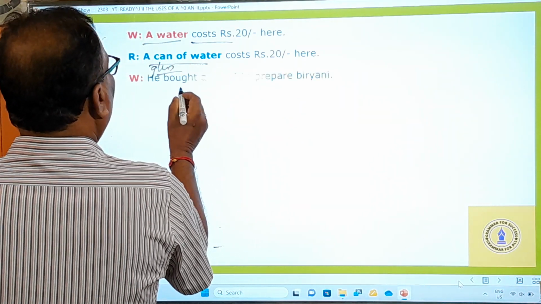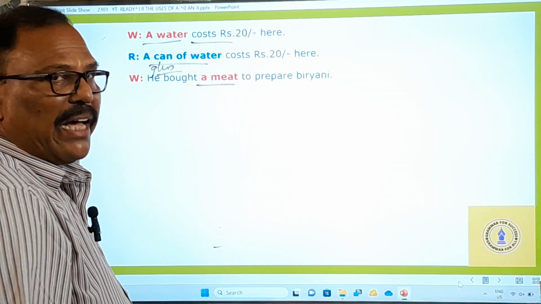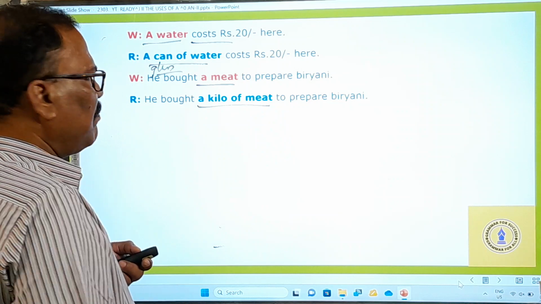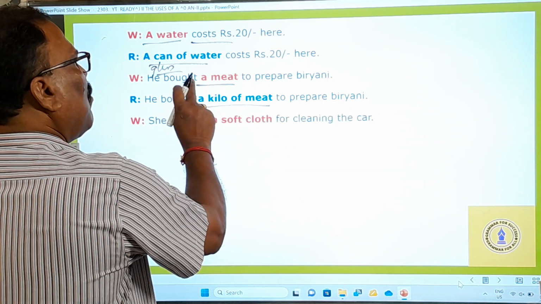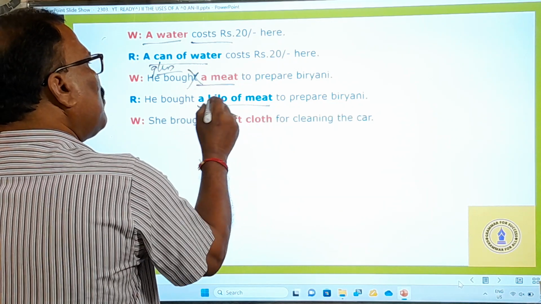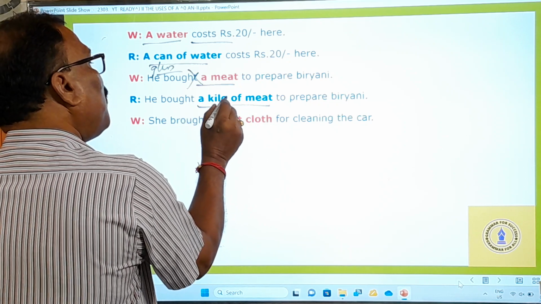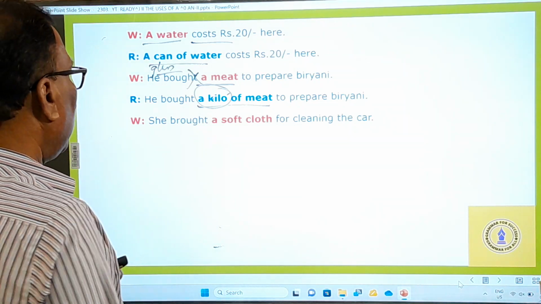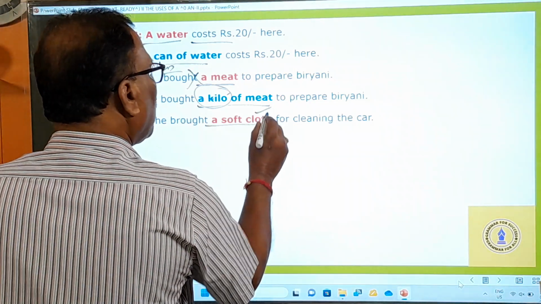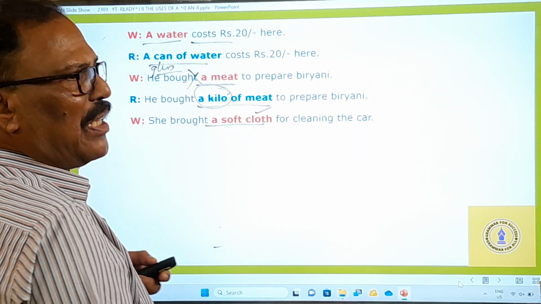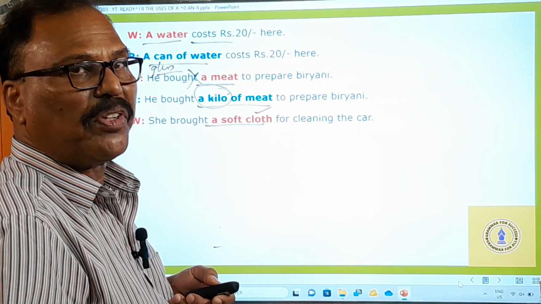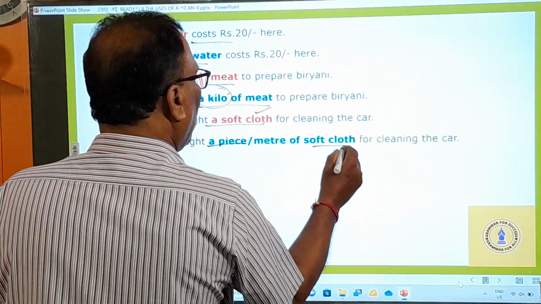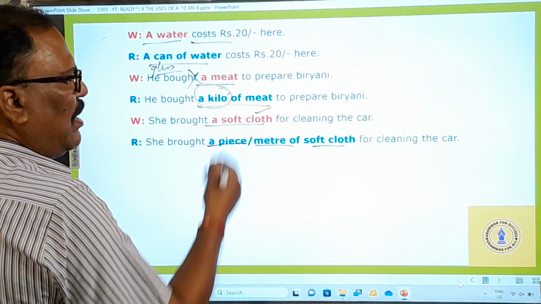Okay, and here you see, he bought a meat to prepare biryani. Now, he bought, what is that? A kilo of meat. Meat is an uncountable noun. No, you should not use this. But you can use a when you can use this, you can say a kilo of meat, like that. And a soft cloth. Cloth is also uncountable. Many people say, get me a soft cloth. A soft cloth is bad English. And here, a piece of soft cloth or a meter of soft cloth, anything you can say.